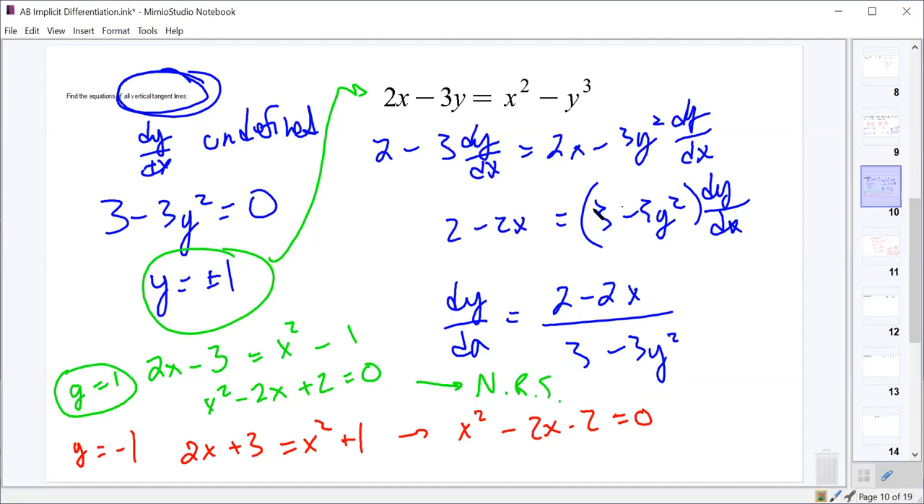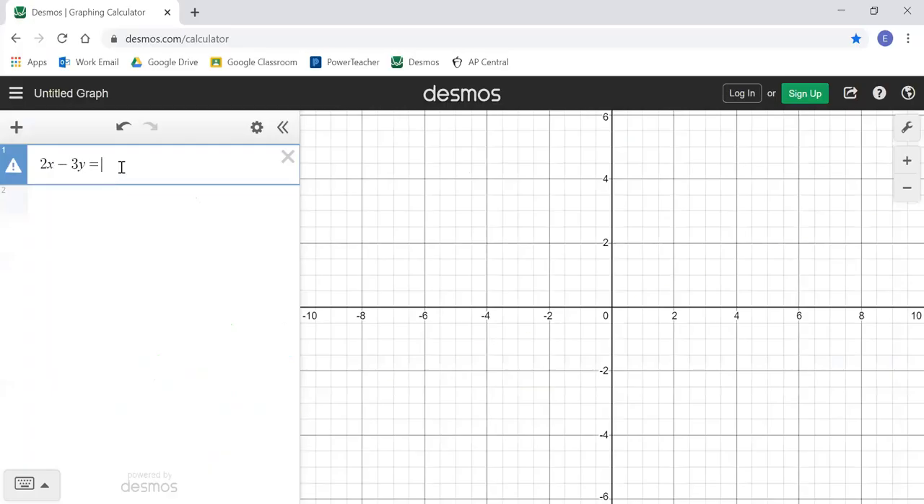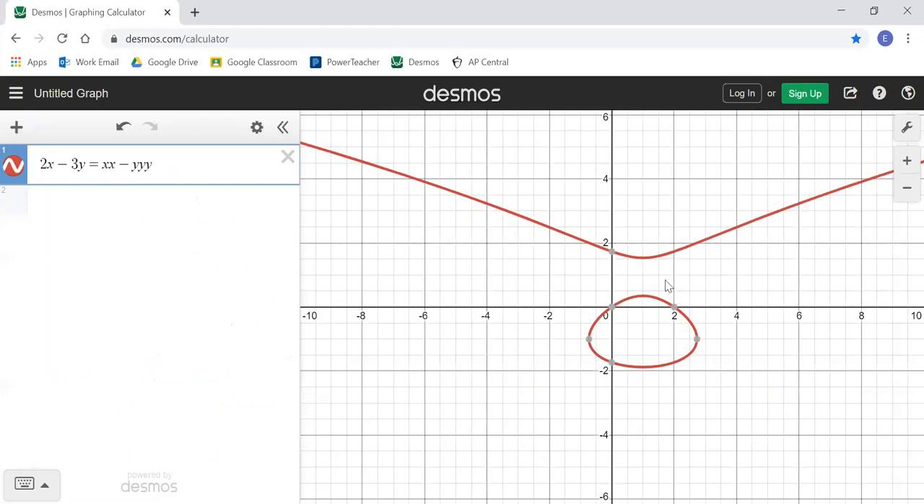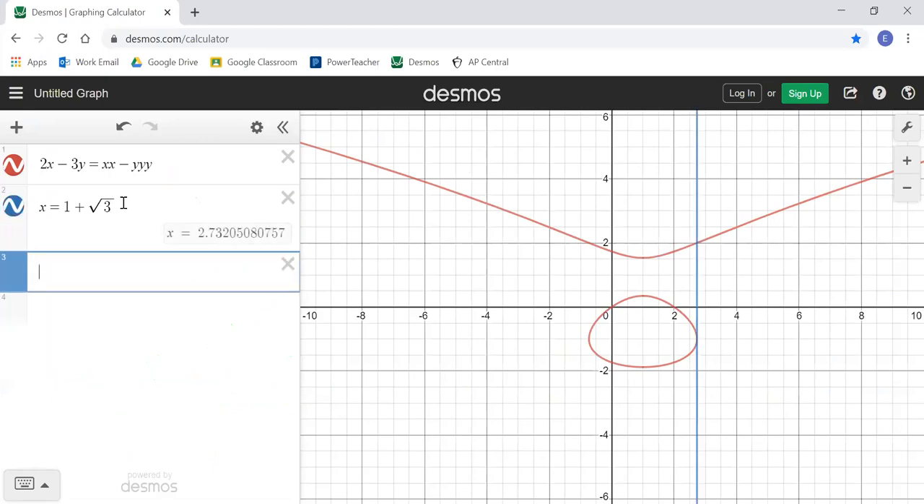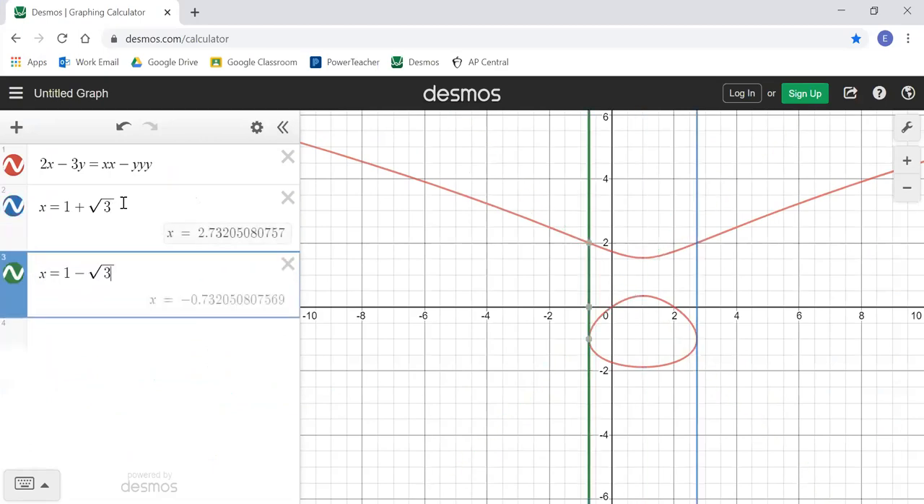All right, let's take a look at the graph of this equation, maybe in Desmos. What is our equation? Now I've forgotten it. 2x minus 3y equals, what did that equal? X squared minus y cubed. All right, and this is what that looks like. Pretty interesting looking little graph there, yeah? And if you put in x equals 1 plus the square root of 3, there it is. And if you put in x equals 1 minus the square root of 3, there it is.